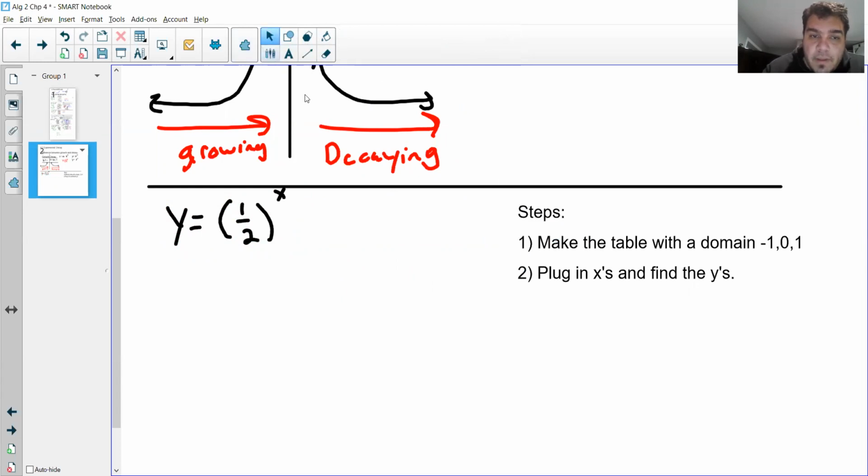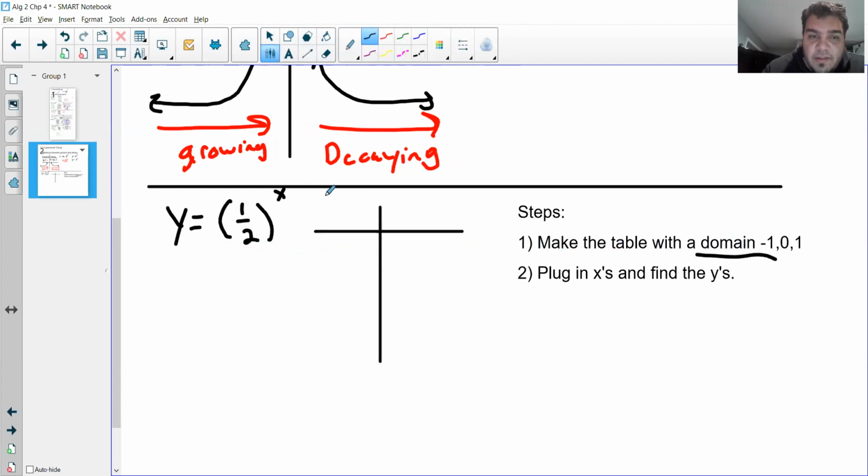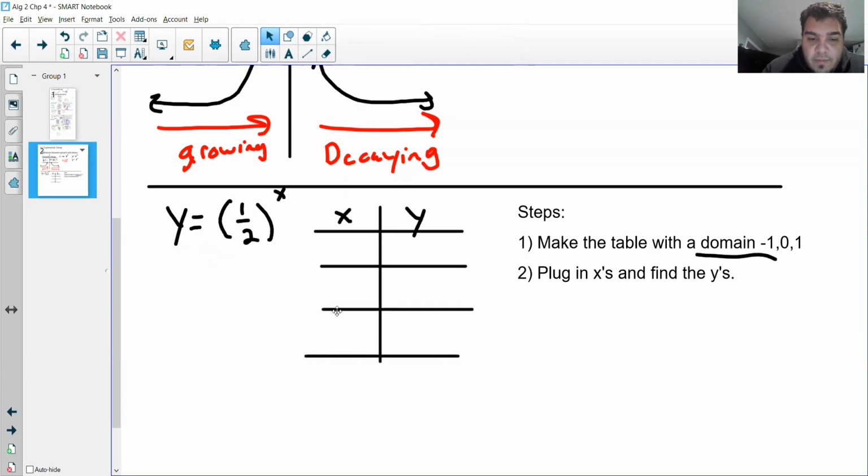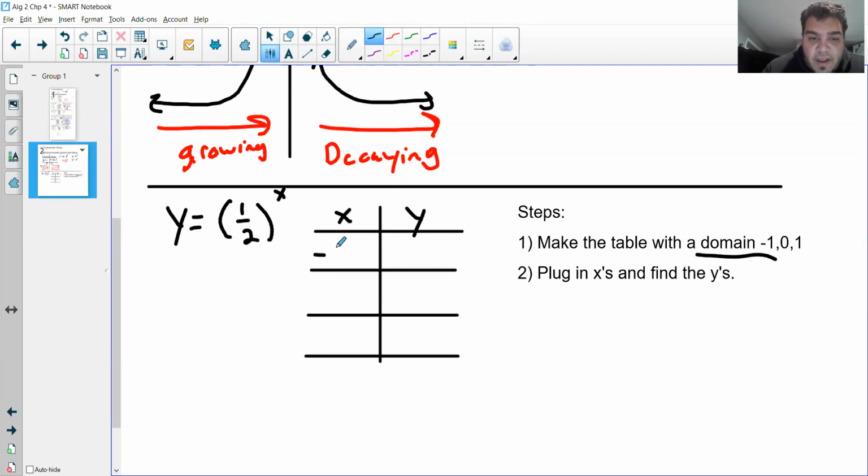So, first step, let's make a table with a domain of -1, 0, 1. I'm going to make a table. That table is going to have x and y. And in the domain, and remember the domain are your inputs or your x values. Sorry for the off-centeredness. It bothers me too. It's going to be -1, 0, 1. For our class, we're always going to do it from -1, 0, 1.